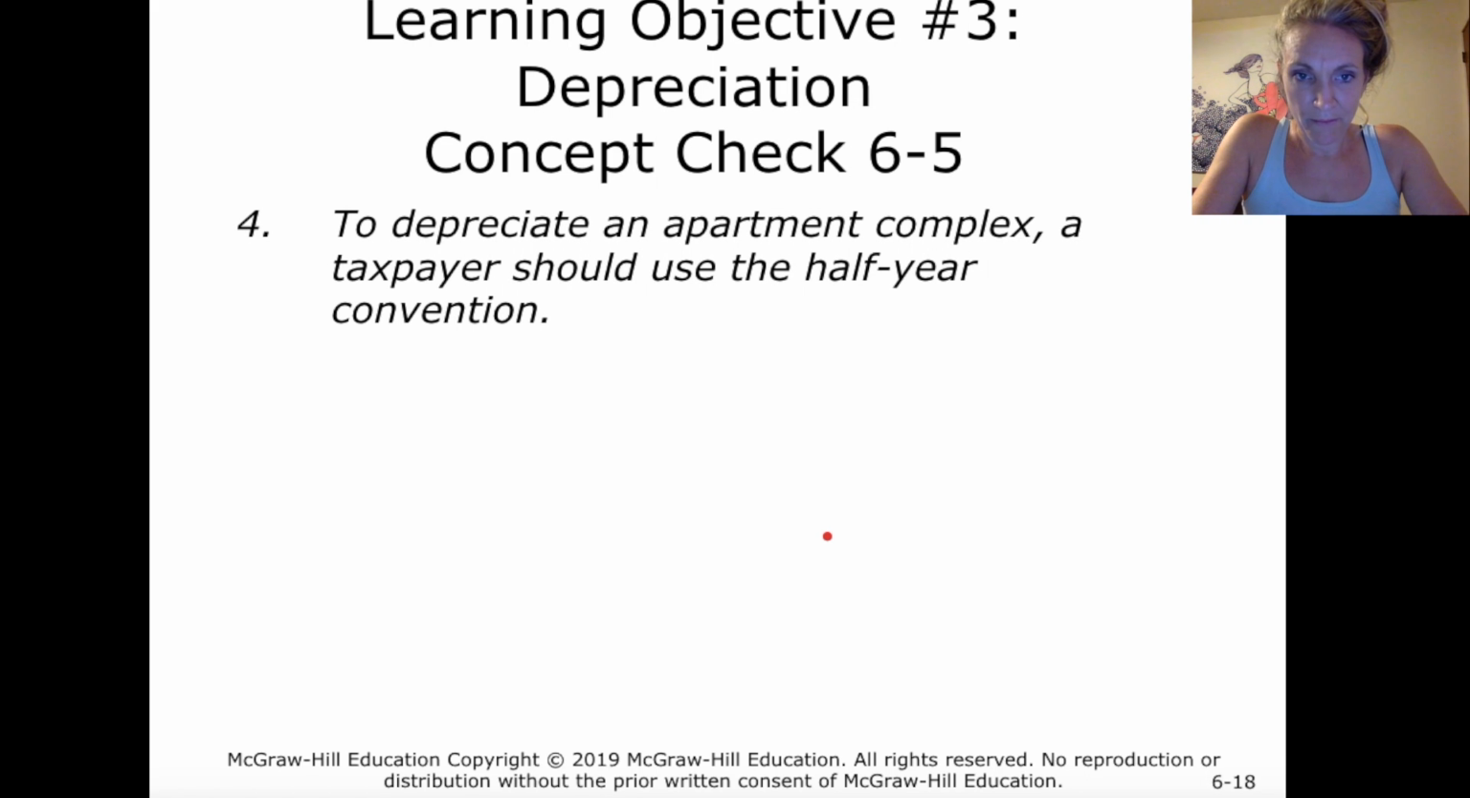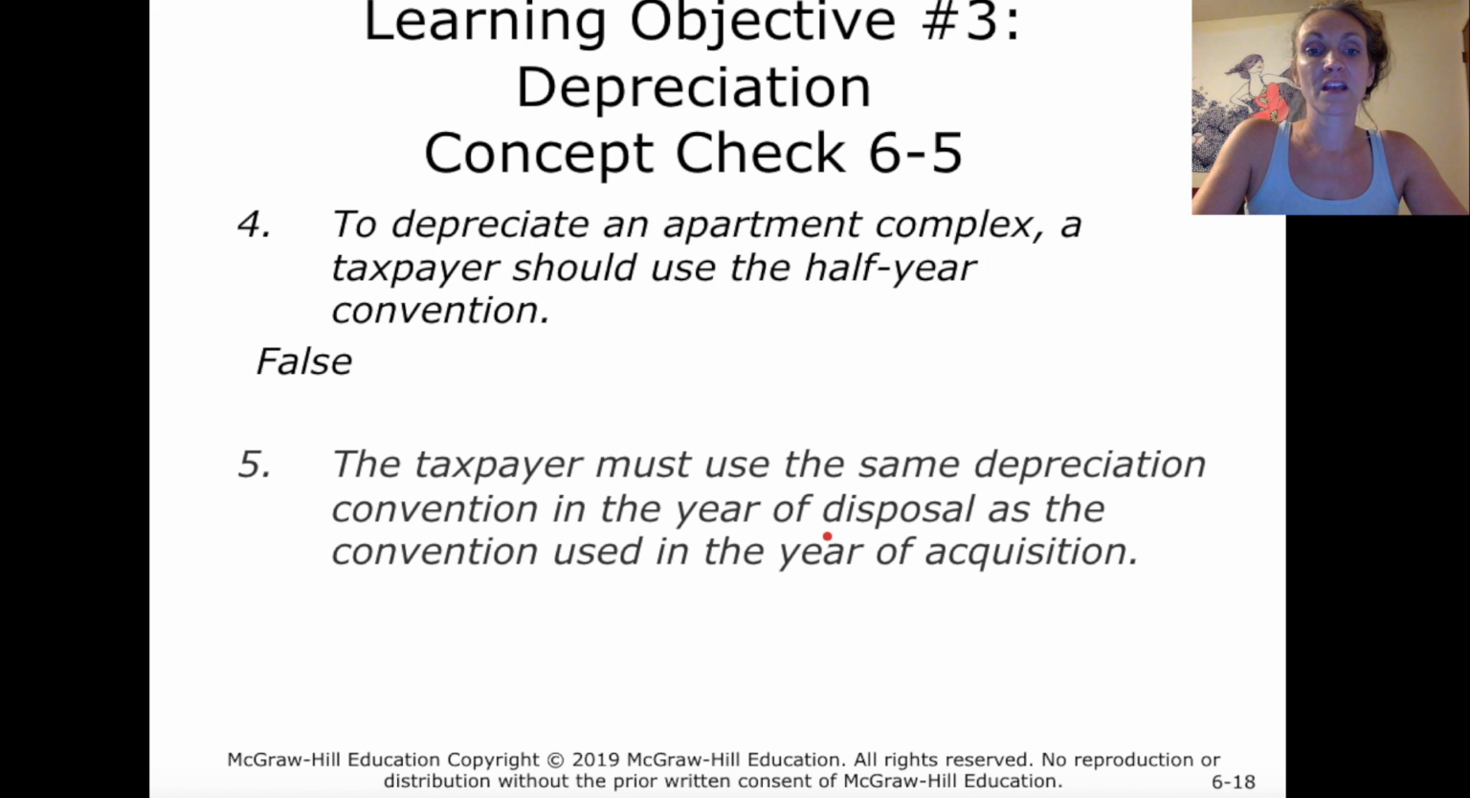To depreciate an apartment complex, a taxpayer should use half-year convention. Mid-month applies to real estate. An apartment complex is residential real estate. It's used for people living in it. Taxpayer must use the same depreciation convention in the year of disposal as the convention used in the year of acquisition. True.